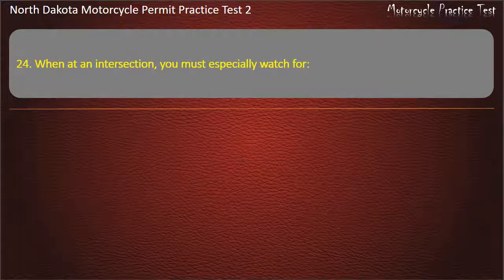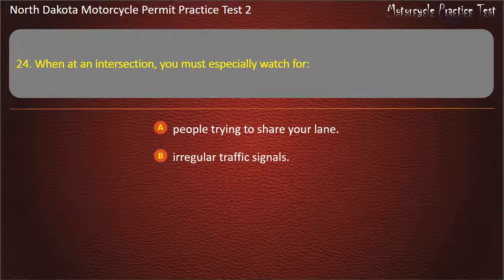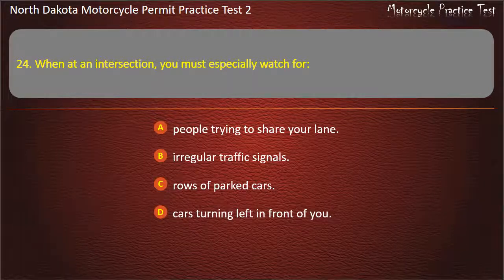Question 24. When at an intersection, you must especially watch for: People trying to share your lane. Irregular traffic signals. Rows of parked cars. Cars turning left in front of you. Answer: Cars turning left in front of you.